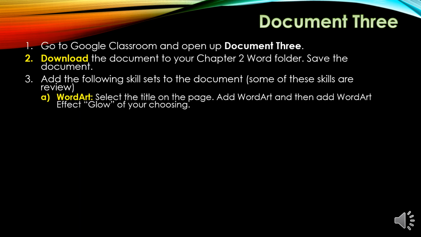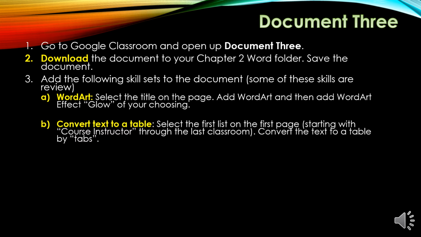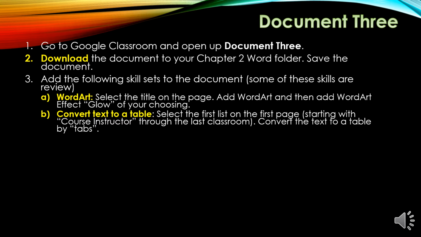Word art. Select the title on the page. Add word art and then add word art effect glow of your choosing. Convert text to a table. Select the first list on the first page starting with course instructor through the last classroom number. Convert the text to a table by tabs.